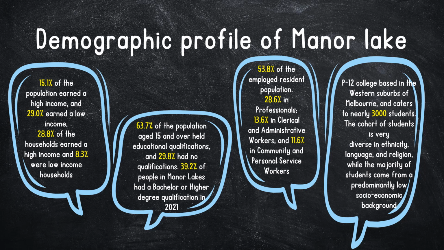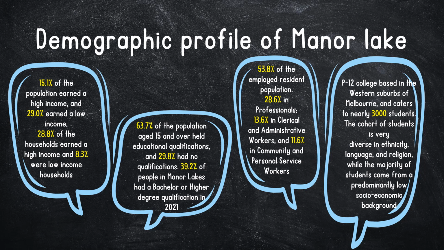The cohort is very diverse in terms of ethnicity, language, and religions. One of the important things to note is that the majority of the students come from a predominantly low socio-economic background. That tells me we need to talk a little bit about the socio-demographic profile of Manor Lake. If you look further down here, what we can see is only 15% of the population is in the high income group, and nearly 30% is in the low income group. So that's very important to note.